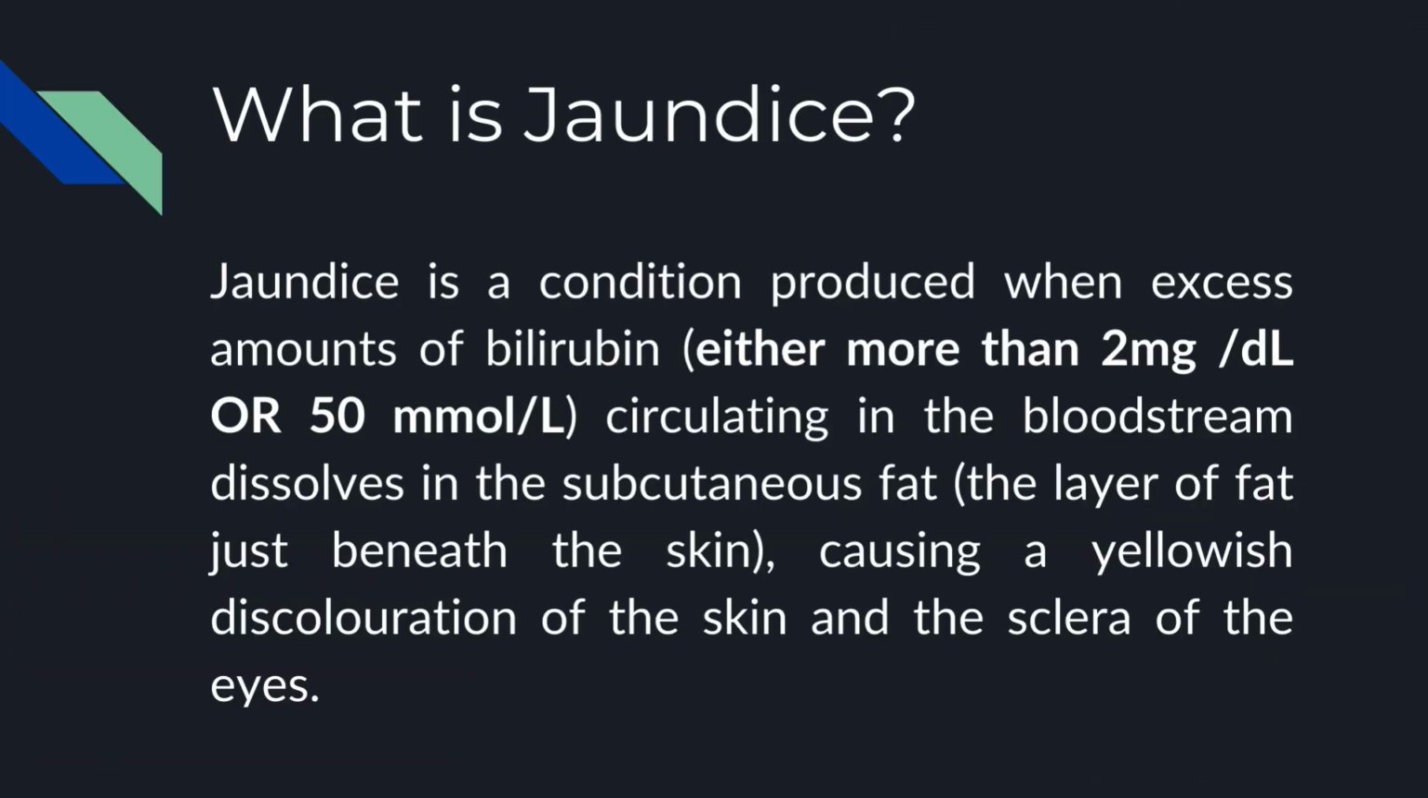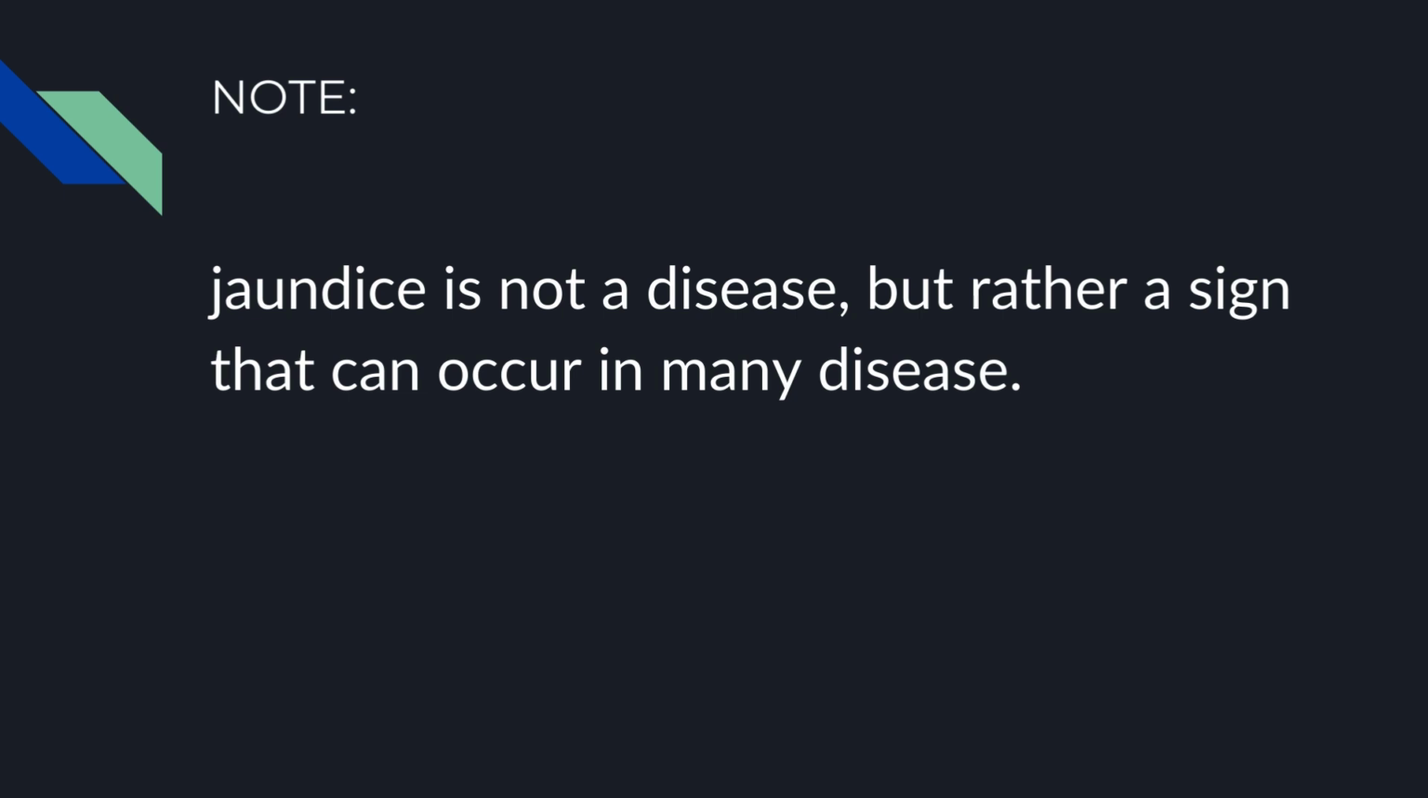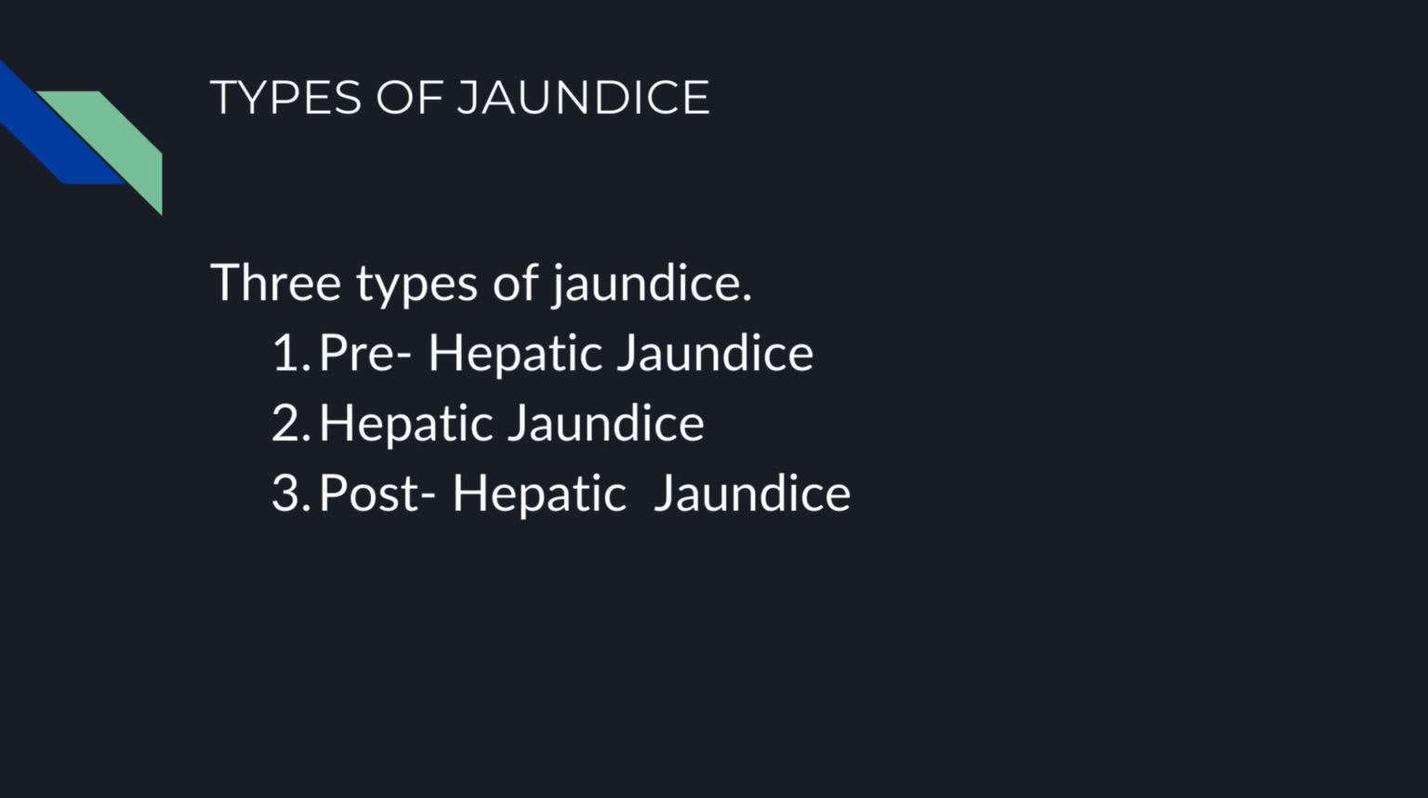Jaundice. What is jaundice? Jaundice is a condition produced when excess amounts of bilirubin, either more than 2 mg per deciliter or 50 micromoles per liter, circulating in the bloodstream dissolves in the subcutaneous fat, the layer of fat just beneath the skin, causing a yellowish discoloration of the skin and the sclera of the eyes. Important note: jaundice is not a disease, but rather a sign that can occur in many diseases.